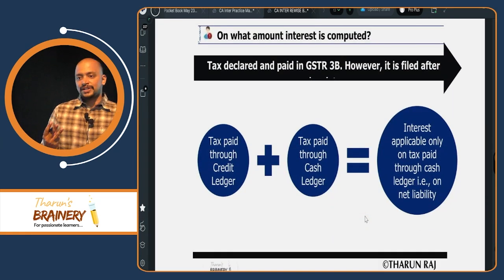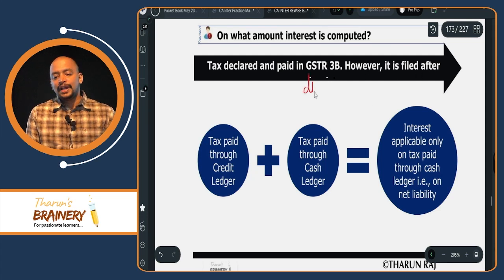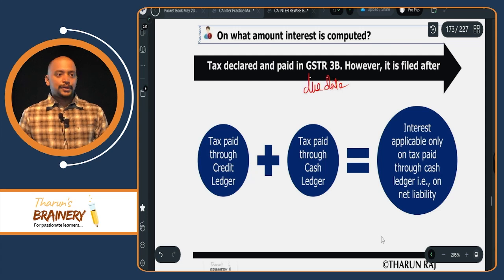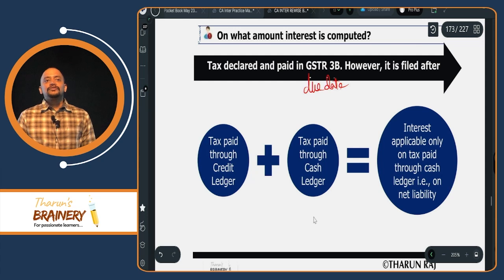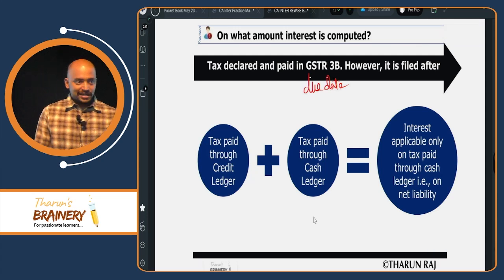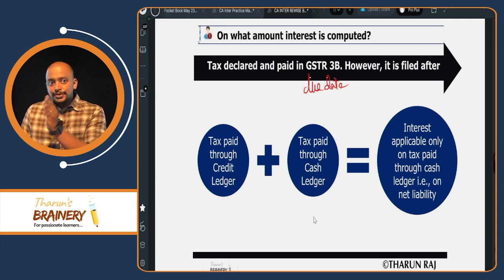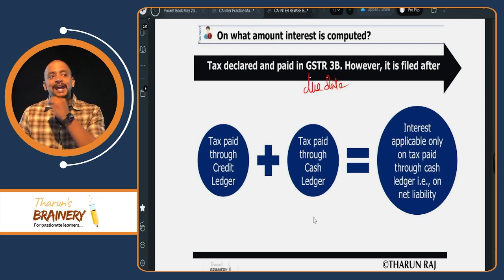On what amount is interest computed? There are three situations. Situation 1: you have declared the tax in 3B, however, it is filed after due date. That is, tax is declared in 3B but filed after due date. What does it mean? Say for example, for July month, we have to file 3B by 20th of August. But we filed 3B on 28th August. So there is a delay by 8 days. For this delay by 8 days, we need to pay interest.